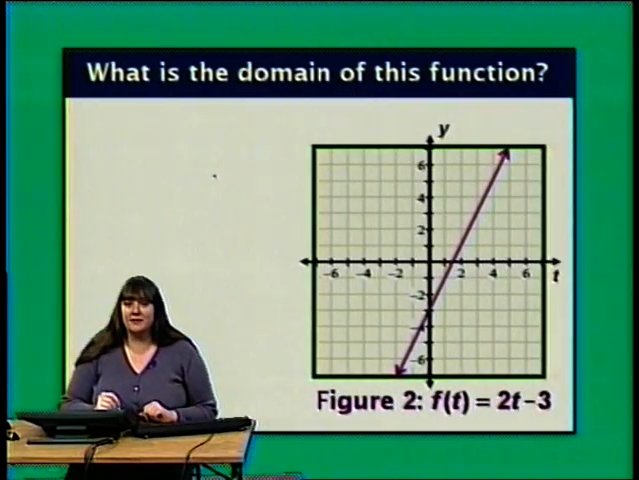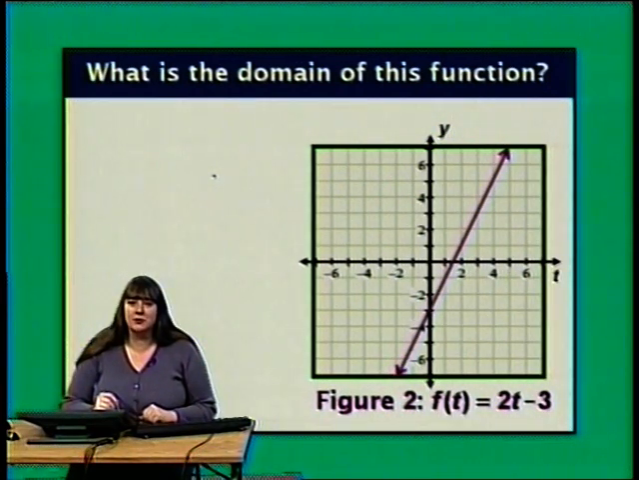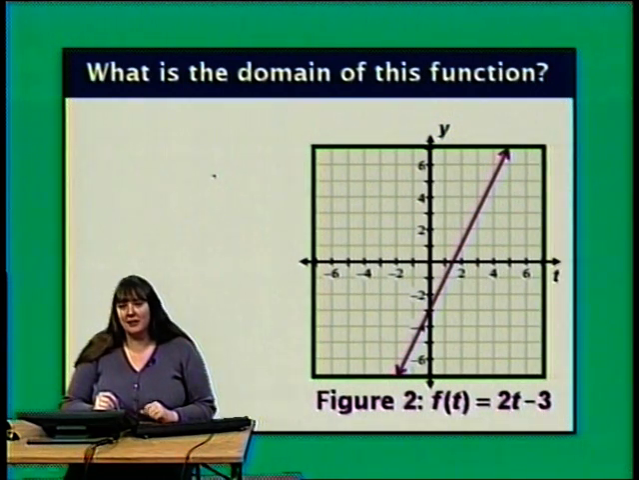What's the domain of this function? Well, this time I have a linear function. I'm given the formula f of t equals 2t minus 3. I'm just going to pick some random starting point, and I think it's easy to focus on the y-axis. So I'm going to look at the y-intercept, which is (0, -3).